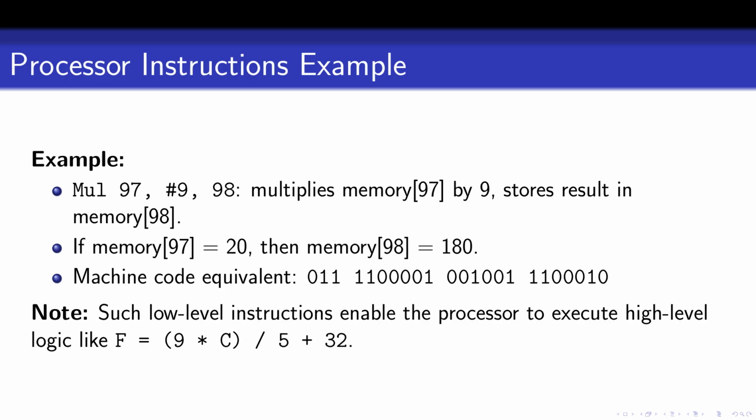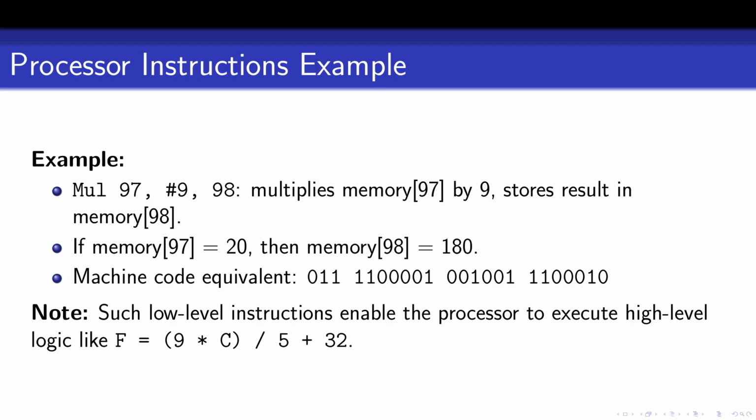Under the hood, this instruction is represented in binary, zeros and ones. The machine code version of this might look like a long sequence of ones and zeros, where each segment encodes the operation type and the memory addresses. At this level, the processor doesn't know it's doing a multiplication. It just sees a string of binary values and performs whatever operation is mapped to that sequence.